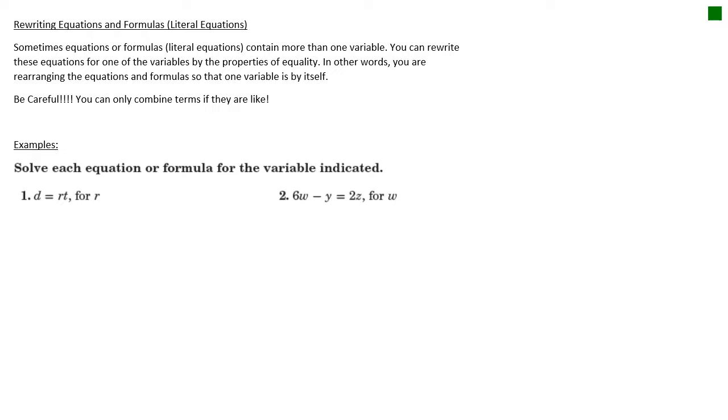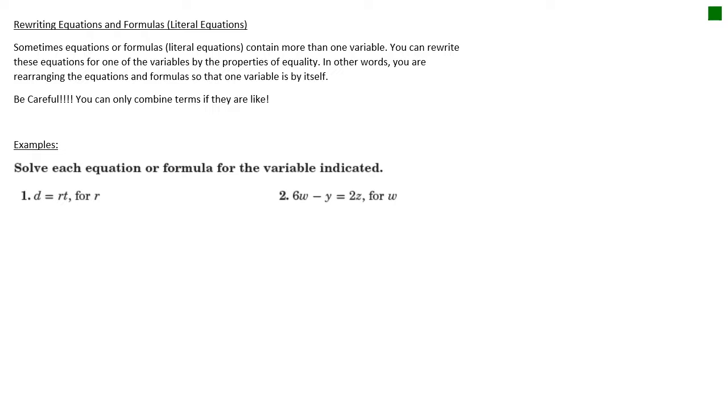This video is on solving for a specified variable, or what I call rewriting equations and formulas, or literal equations. So sometimes, let's look at example 1 here. Example 1 is distance equals rate times time, which is a really commonly used formula in science and in other areas. So the distance you go is the same as the speed, or your rate, times your time.